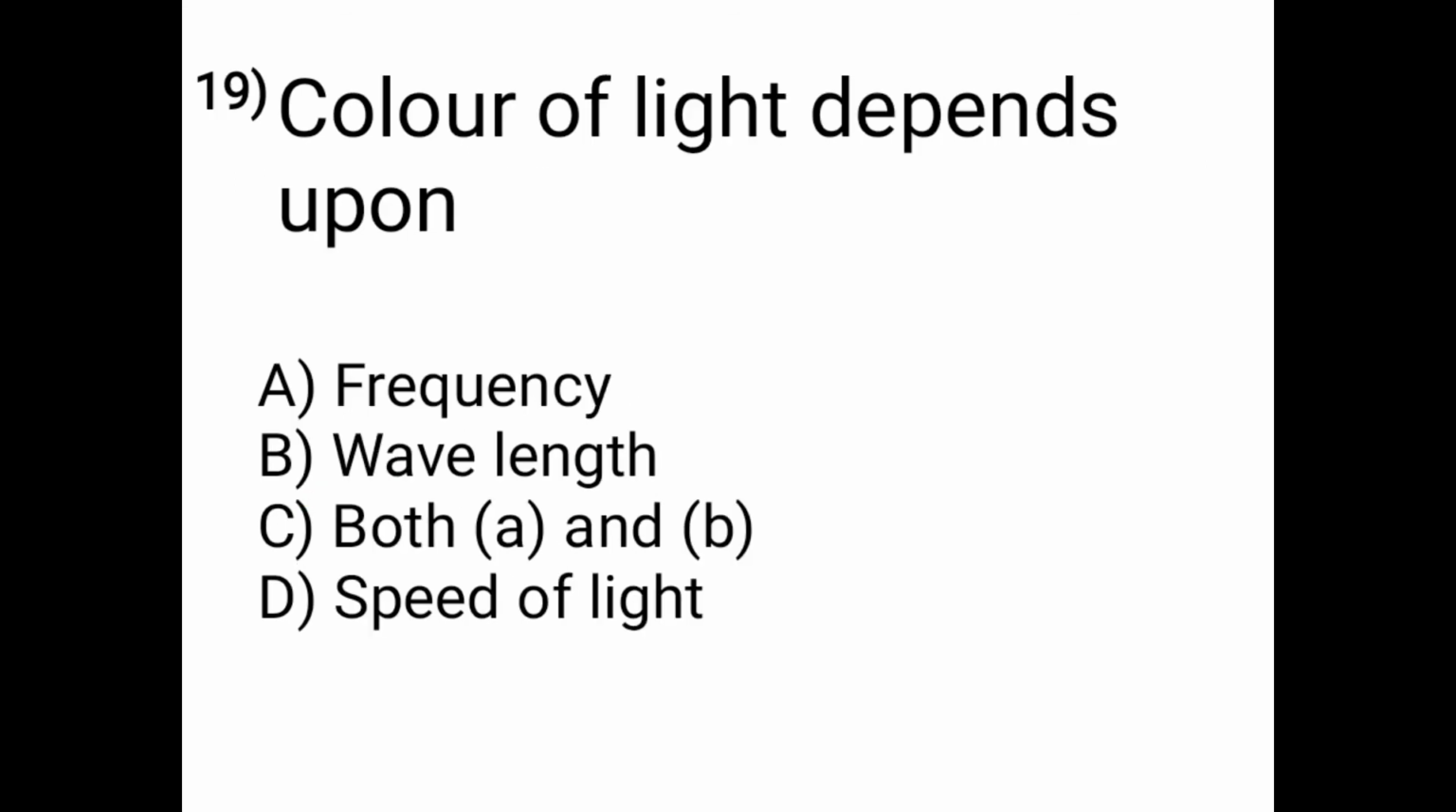Color of light depends upon. Options are A, frequency; B, wavelength; C, both A and B; and D, speed of light. So the correct answer is option C, means both A and B. Color of light depends upon frequency and wavelength.